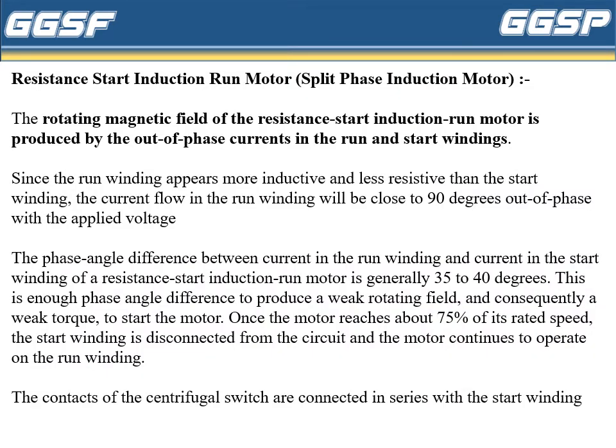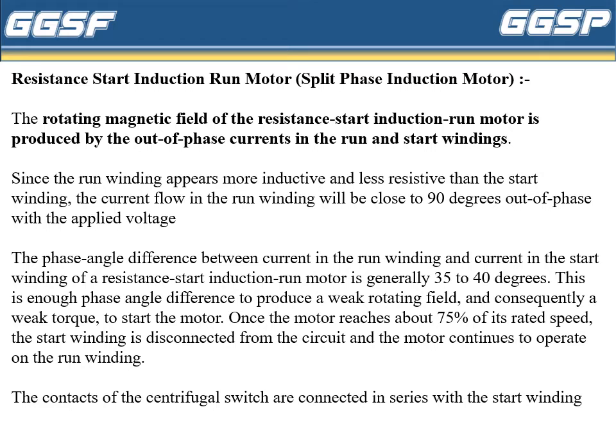Resistance start induction run motor, or split phase induction motor. The rotating magnetic field of the resistance start induction run motor is produced by the out of phase currents in the running and starting windings. Since the running winding appears more inductive and less resistive than the starting winding, the current flow in the running winding will be close to 90 degrees out of phase with the applied voltage. The phase angle difference between the current in the running winding and the current in the starting winding of the resistance start induction run motor is generally 35 to 40 degrees.